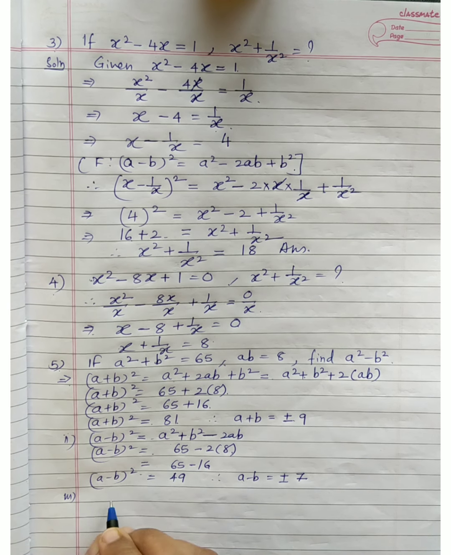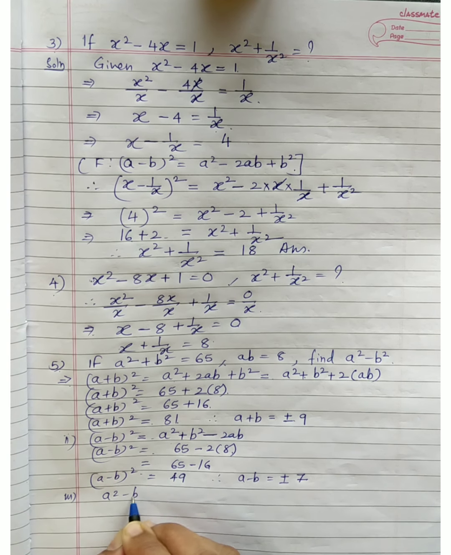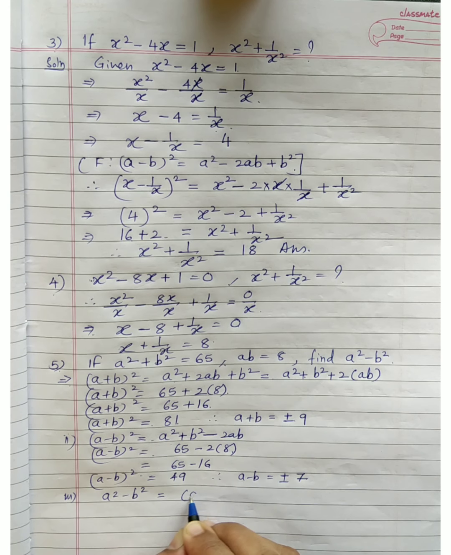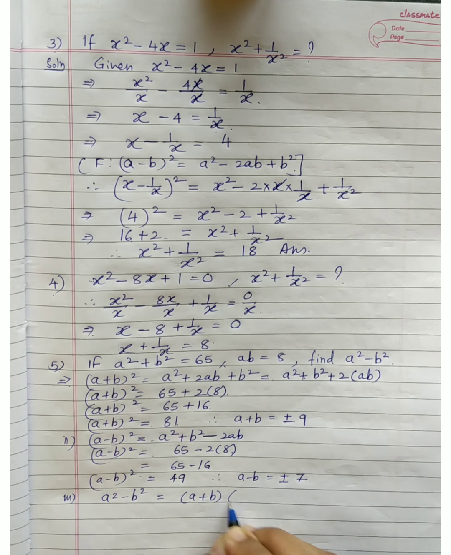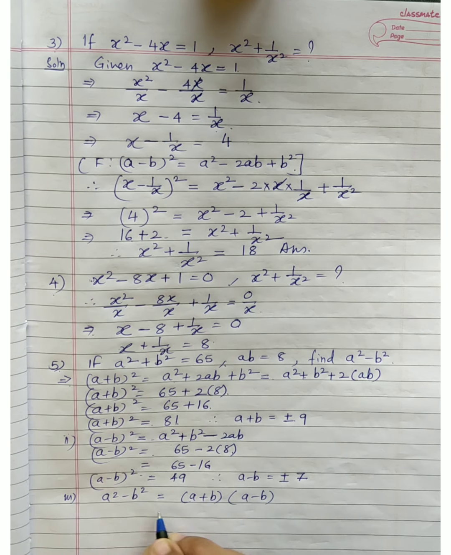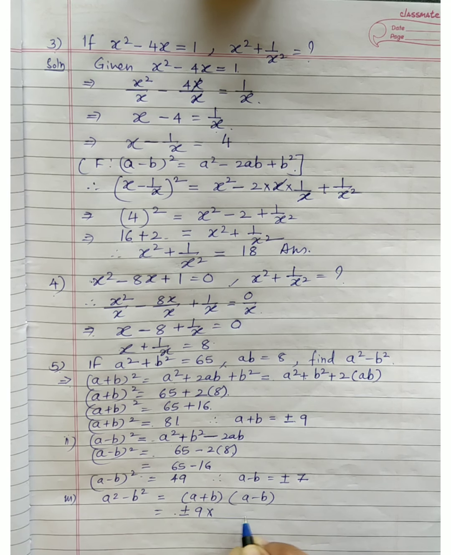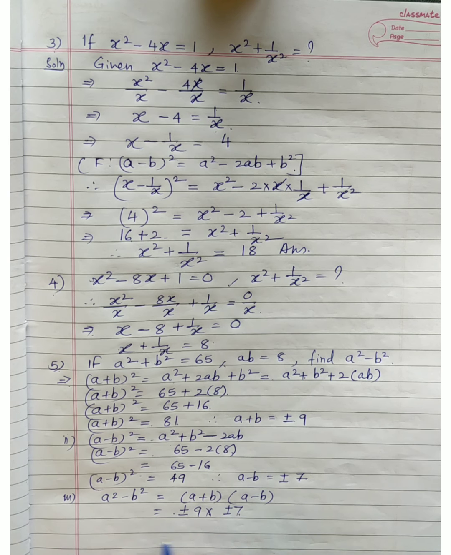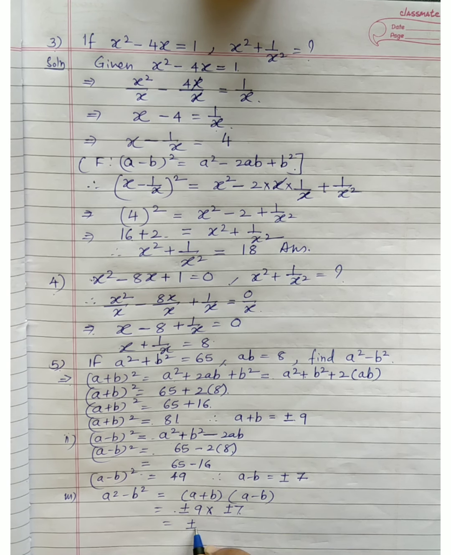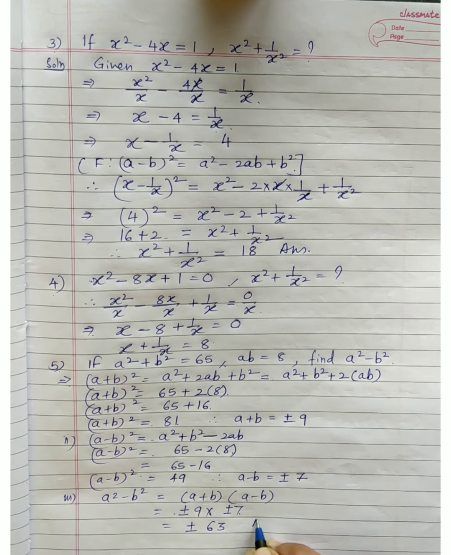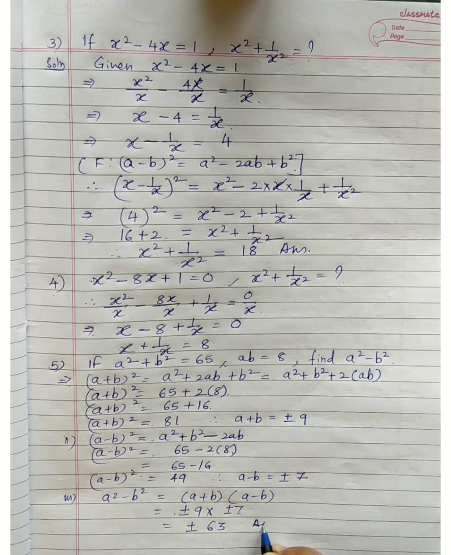What is being asked to us? A square minus b square is what? You know, it is a plus b into a minus b. What is a plus b's value? Plus minus 9 multiplied by plus minus 7. So what is the answer? Plus minus 63.